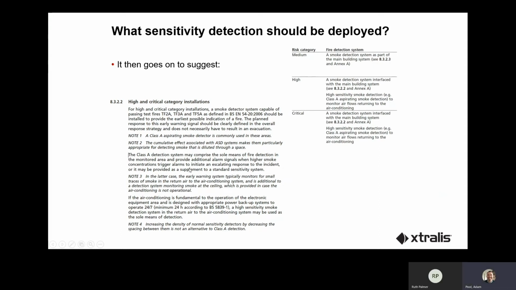I won't go through all the words in this bit here, but this is also talking about the benefits of having Class A detection within the main body of the building, so comprising the sole means of fire detection in the monitored area. So not only across just the return air grills, but also potentially across the room space as well, and floor voids and ceiling voids within that area.